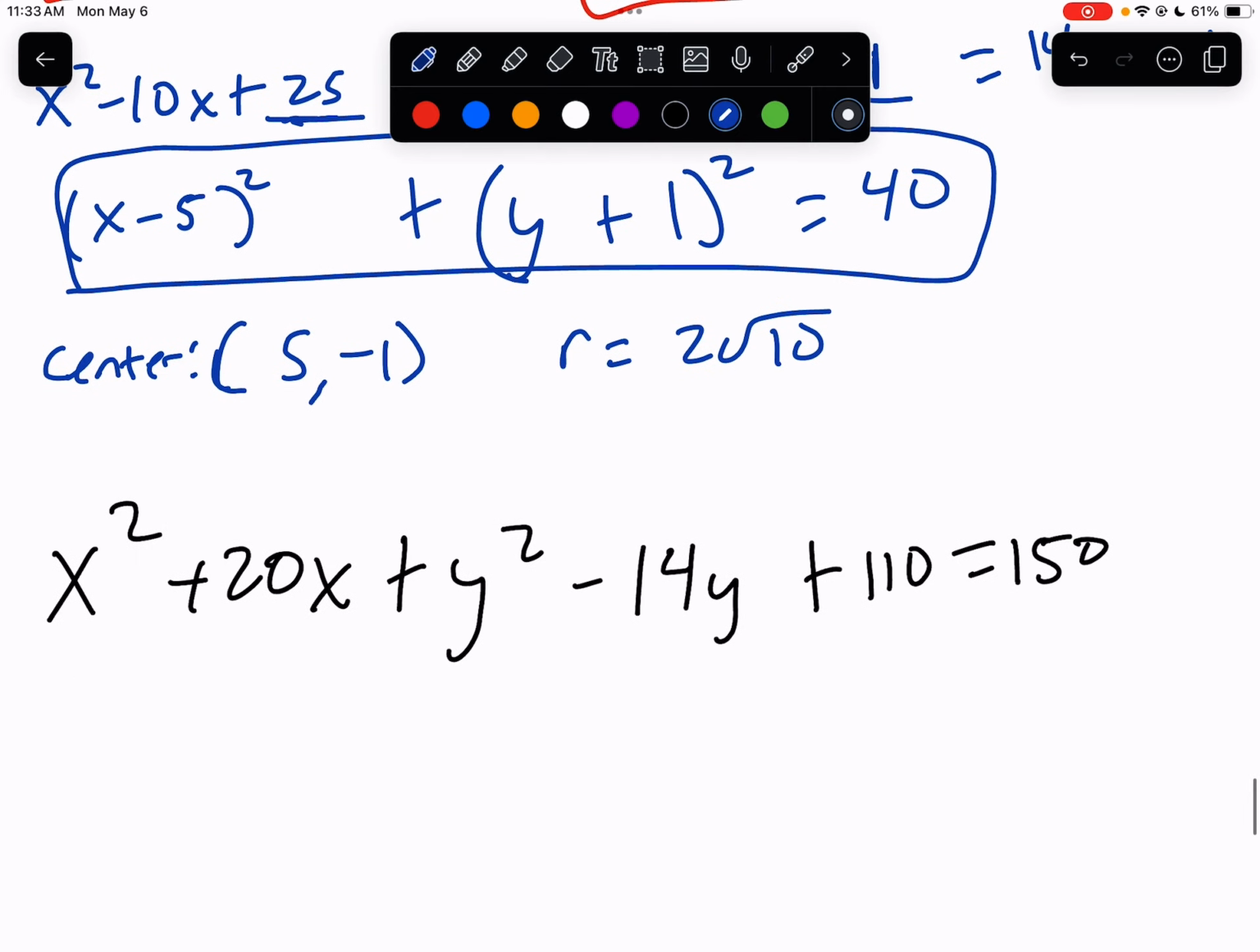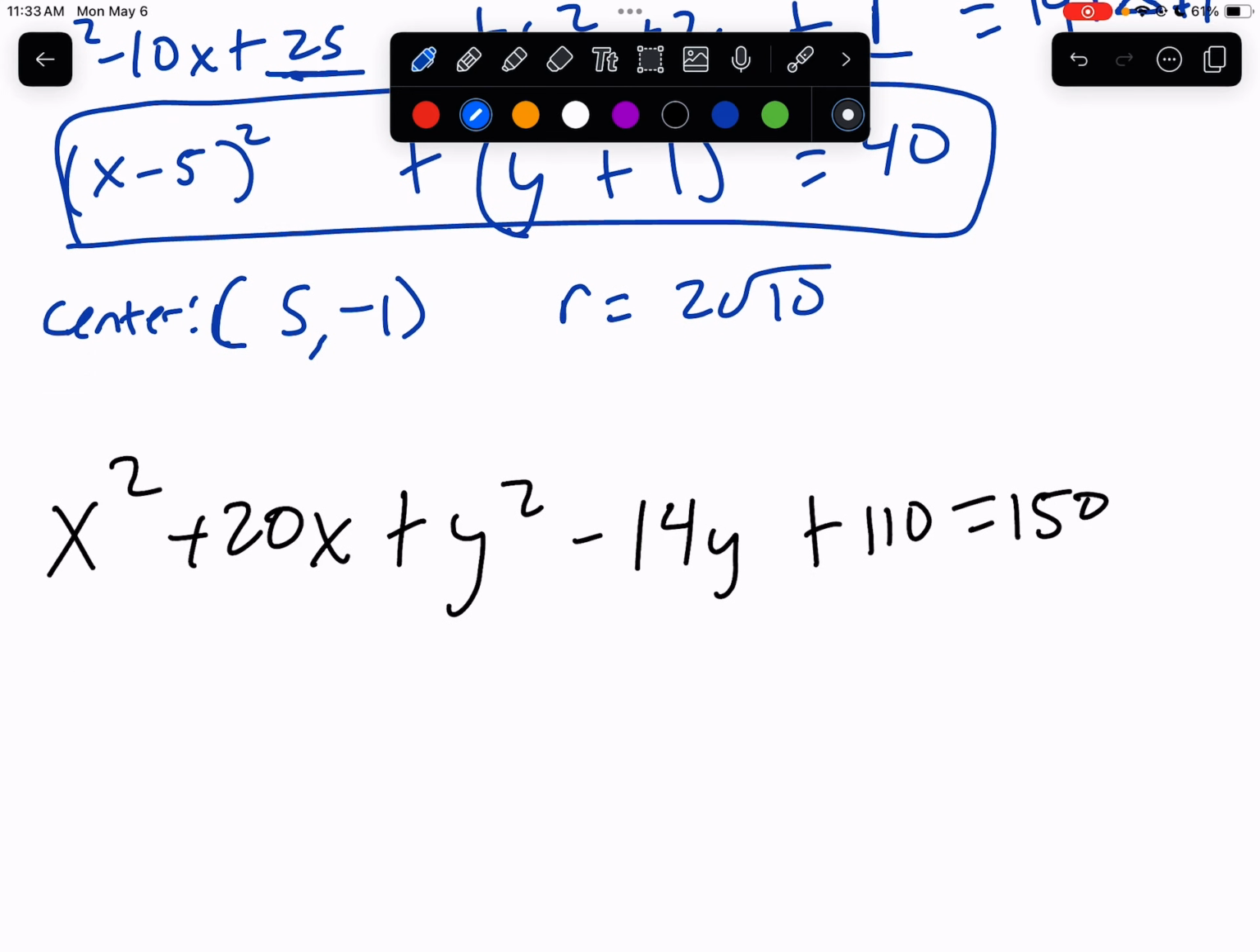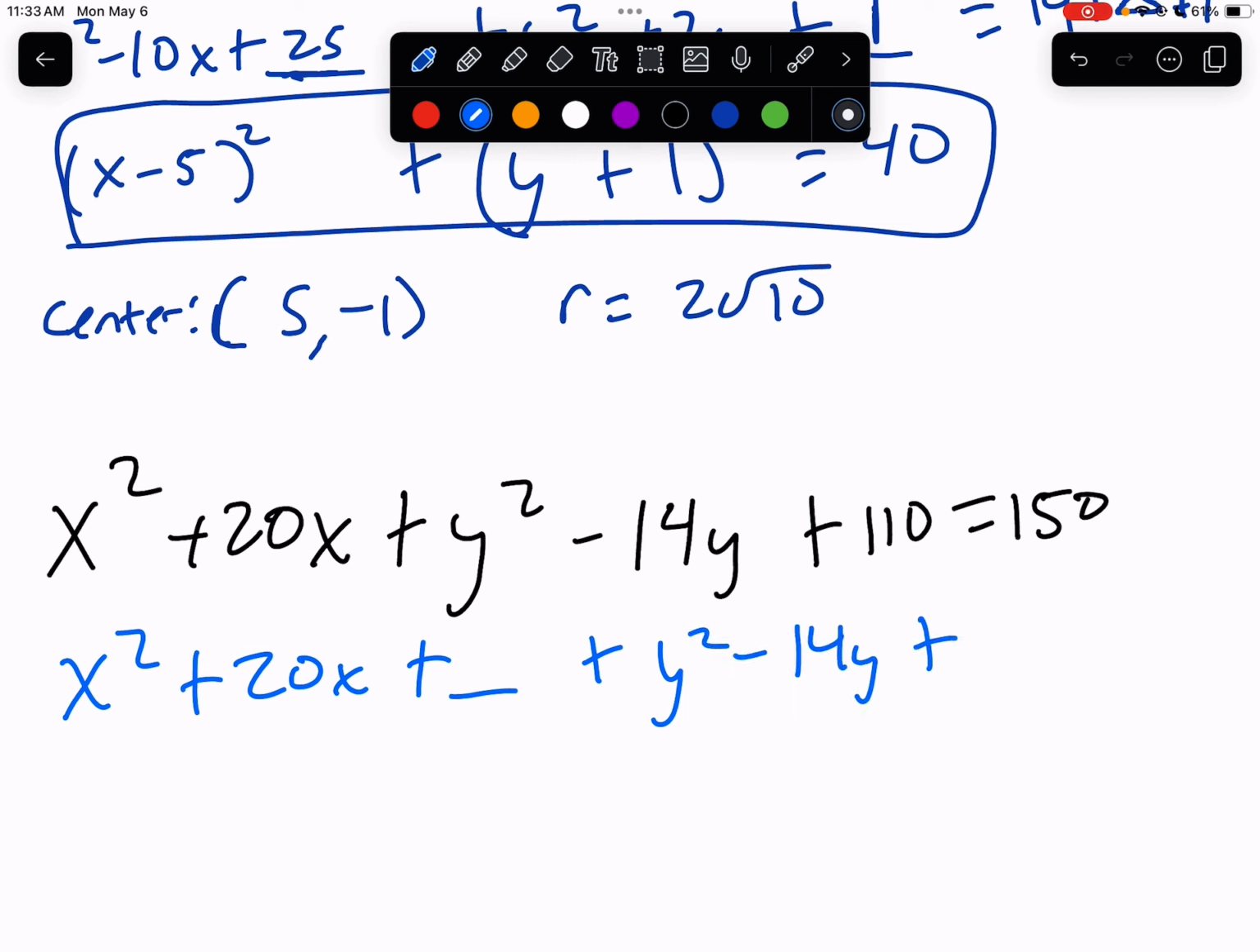All right, one more. You've watched me do it. You try to do it. Please try to do it. All right, x squared plus 20x plus something. Y squared minus 14y plus something, and I'm going to move that 110 over, so that's going to give me 40 over there.